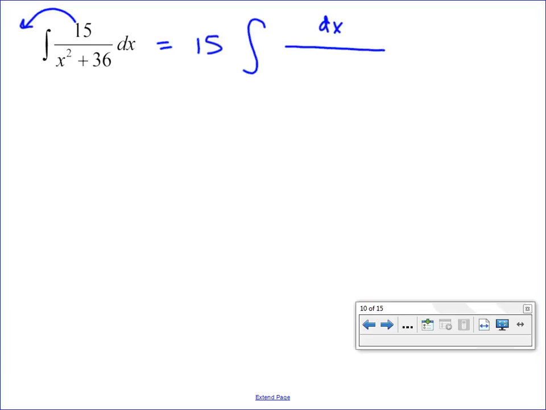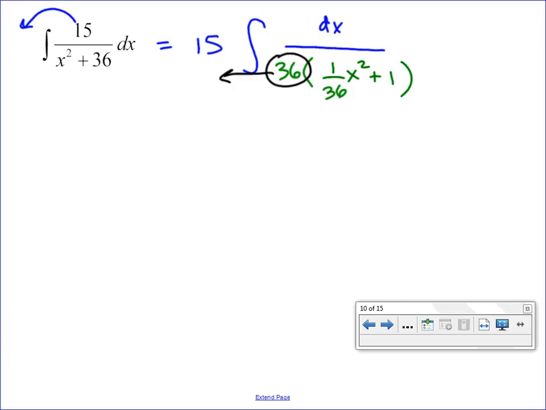So I know that if I took out a 36 from the bottom, then I'd be left with 1/36 x squared plus 1. Hey, wait a minute. Then I would have 1 plus argument squared, right, times the derivative of the argument. And so I've got the 36 on bottom. I'm going to move that out of here as well.